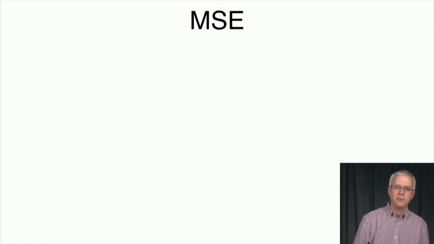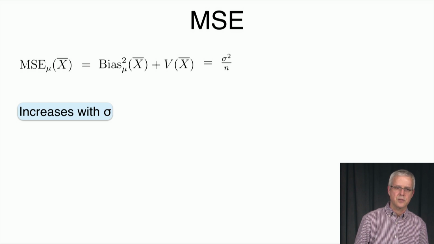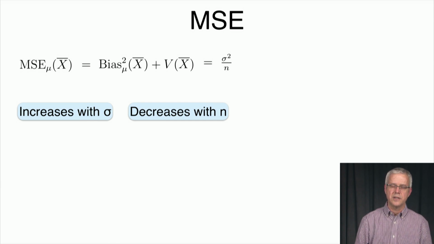Okay, and finally the MSE. So the MSE of the sample mean is the bias square plus the variance, and the bias as we saw was 0, and the variance we saw was sigma square over n. So this gives us sigma square over n, and as we said before, it increases with the original standard deviation of the distribution, but decreases as the number of samples that we take increases.